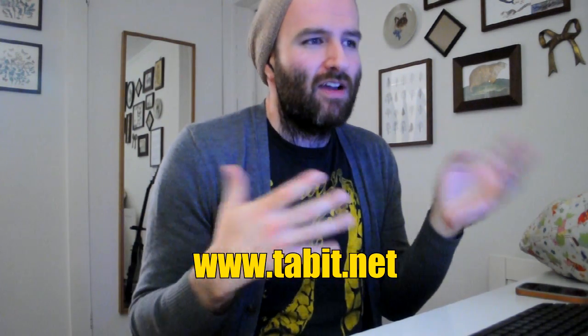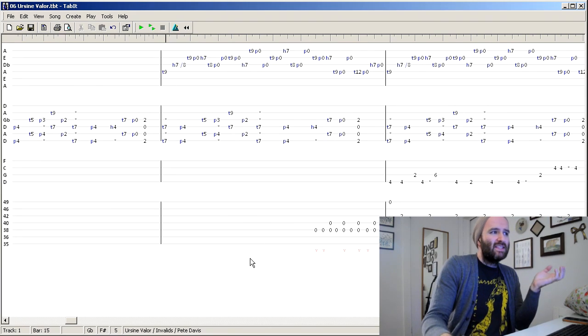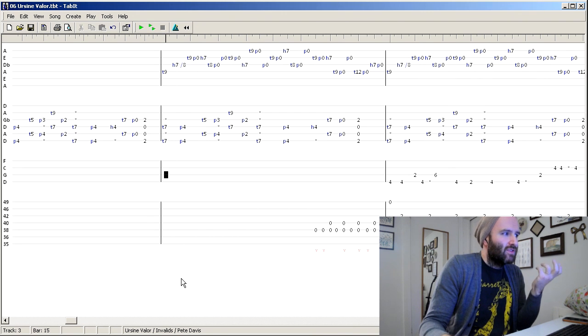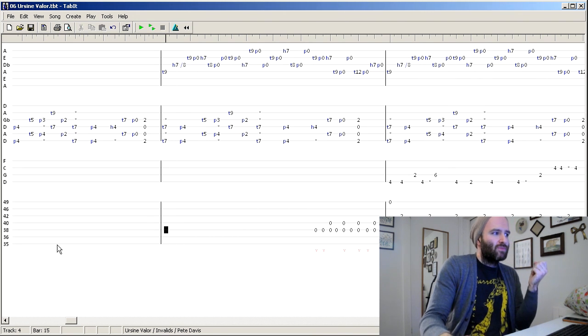So it all starts with a program called Tabit, where I write everything, which I have right here. It's a MIDI sequencing program that has an interface to look like tablature. Guitars up here, we have a drum bass track and a drum track on the bottom.